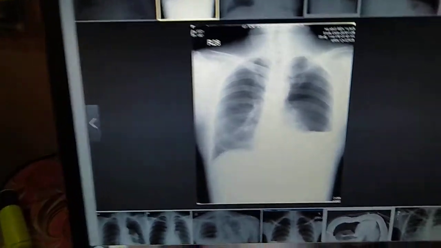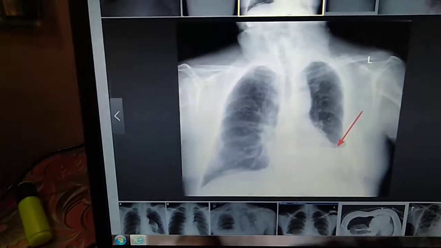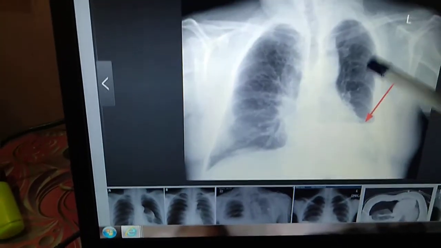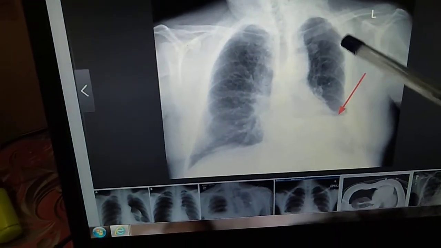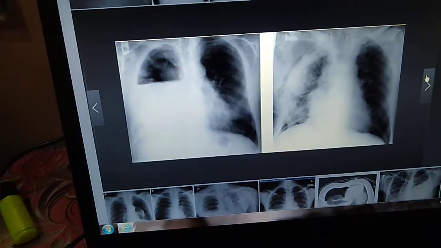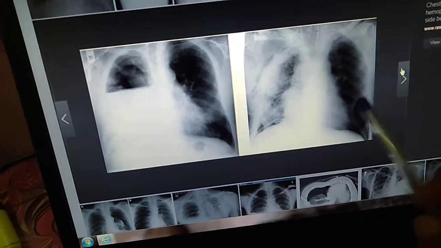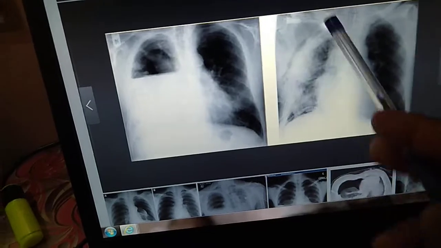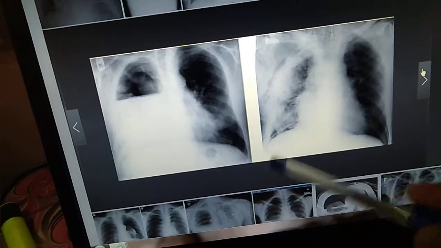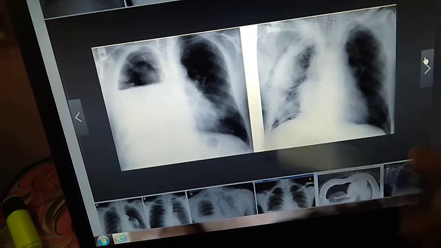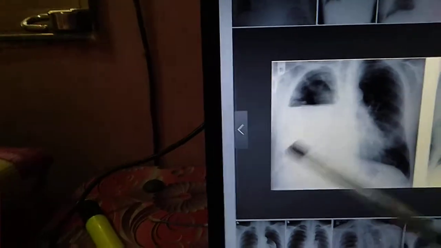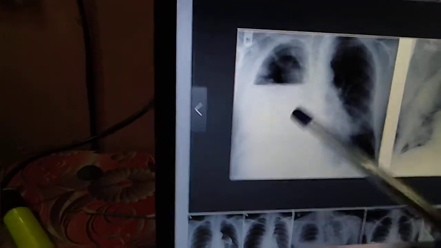This is also an example of hemothorax. Okay, this is also an example of hemopneumothorax, with hemo present. It is totally hemothorax, and on the left side there is a hemopneumothorax, with hemothorax presenting as a collection of blood.